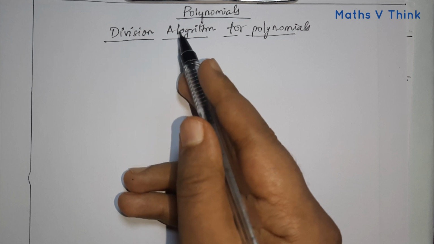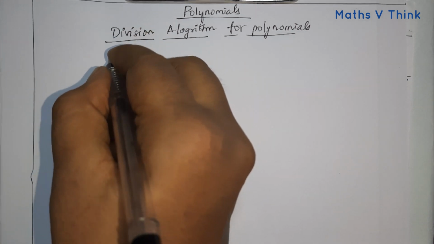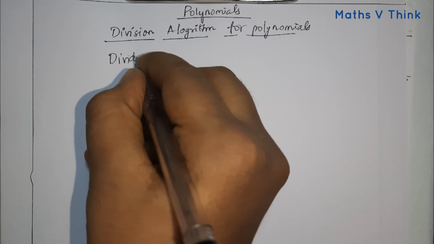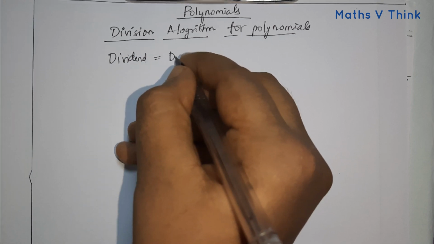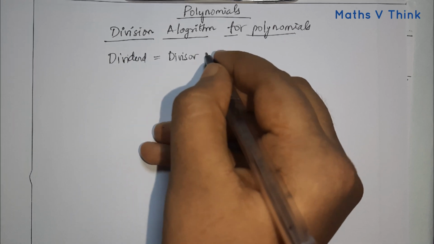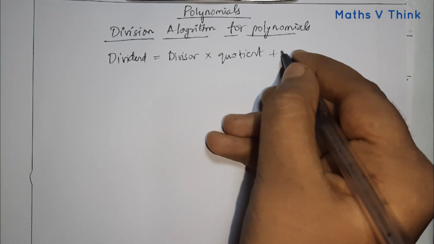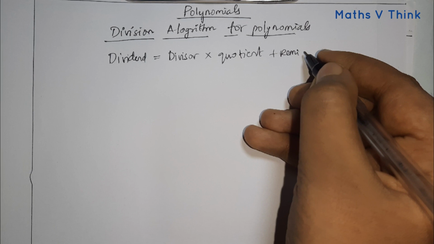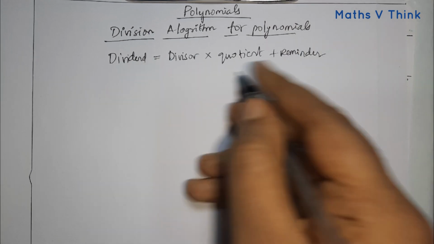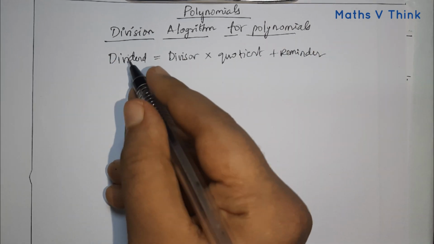Division algorithm is nothing but dividend is equal to divisor into quotient plus remainder. This formula we would have already studied in our previous classes.